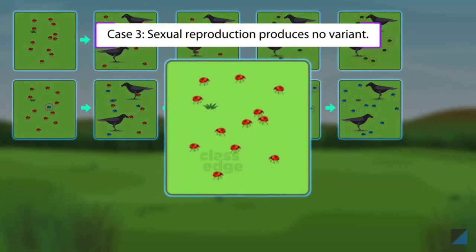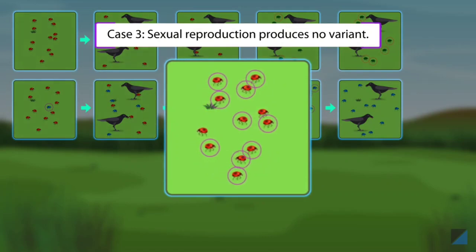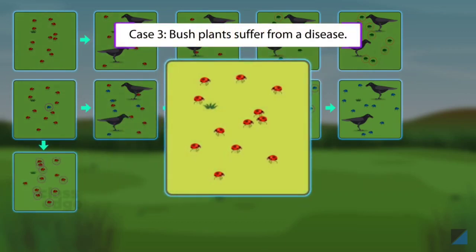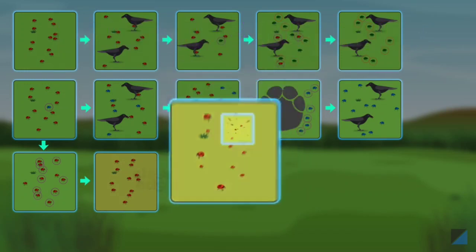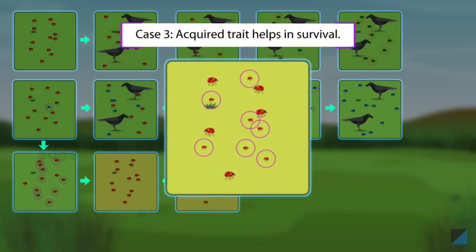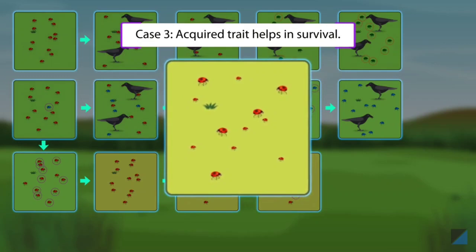Next, imagine a third case where the red beetles reproduce sexually to give all red-colored beetles. No variant is created. The bush suffers from a disease, causing it to shed the leaves that the beetles eat. Due to starvation, the size and weight of adult beetles decreases. There is no genetic change, and the change in size is an acquired trait which helps the organisms to survive. After a few years, when the plant disease is eliminated and there is plenty of food, the beetles grow in body size and weight.